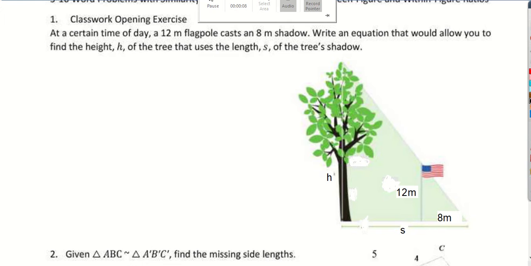So this is Module 2, Lesson 16. If you got your module book, feel free to follow along. If not, you can use the worksheet right here.